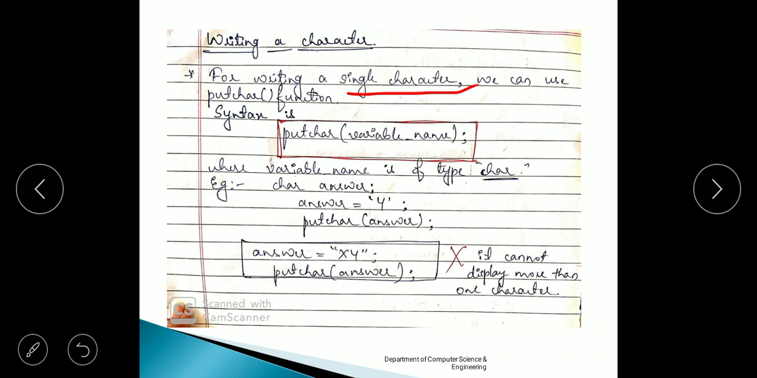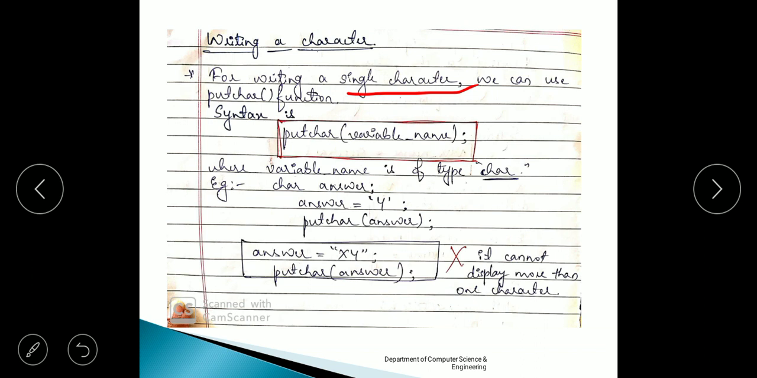So let's take an example where answer is the variable name which is declared as char. Then we are assigning y to the answer. So we are giving the value y, that is letter y, and it is stored in the variable answer. Okay. So now we have to display the value of the answer, because the user does not know what is stored in answer, whether it is y or n. So we have to display the result to the user.